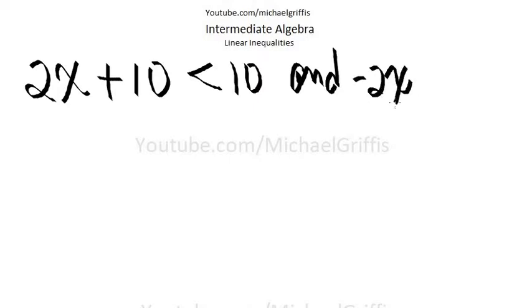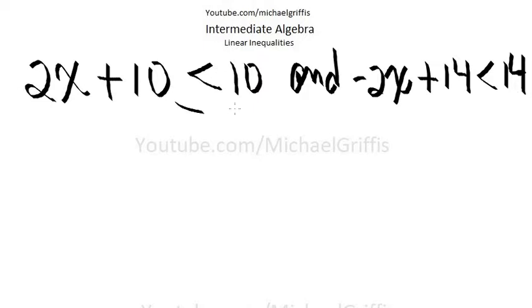Okay. So we have 2x plus 10, and negative 2x plus 14 is less than 14. This will be the last problem of linear inequalities, unless I decide to go back and add some more at some point in time. But I have a lot of math problems to work in the next few months, so it's not going to happen anytime soon.